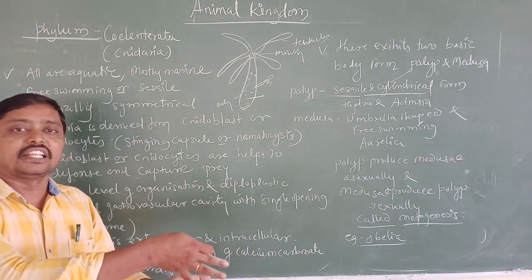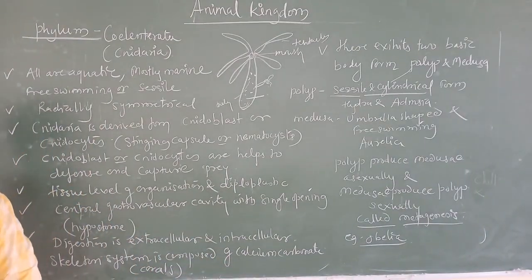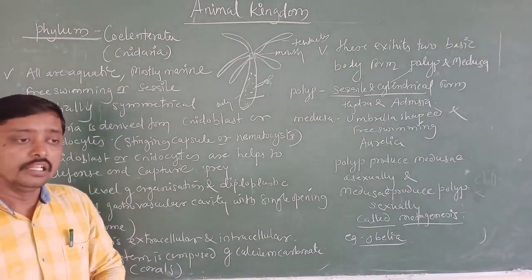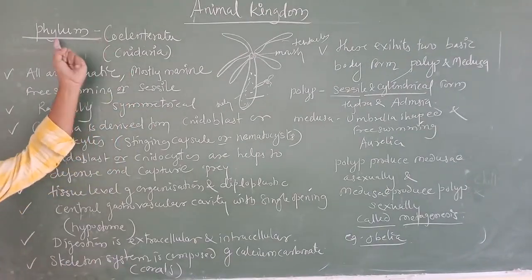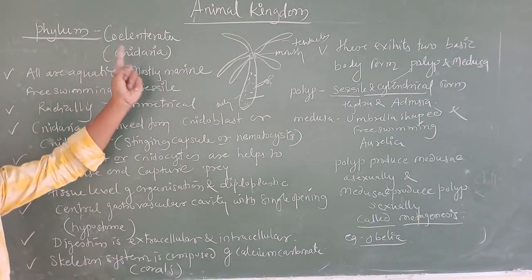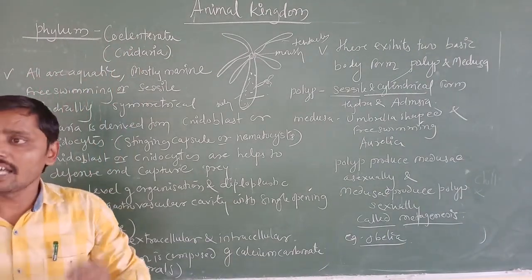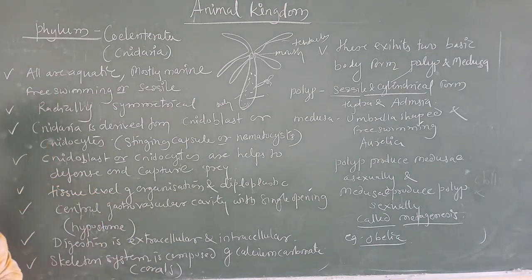Some live partly in water, some partly on land; those are called semi-terrestrial. So here, in particular, phylum Coelenterata or Cnidarians, these all are aquatic. They used to live in water and mostly marine.